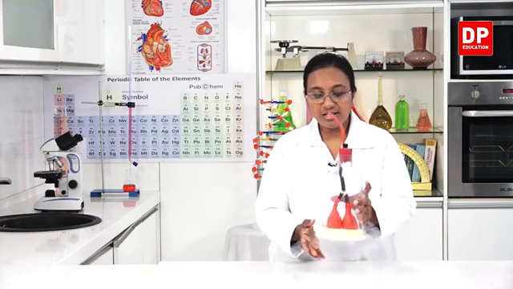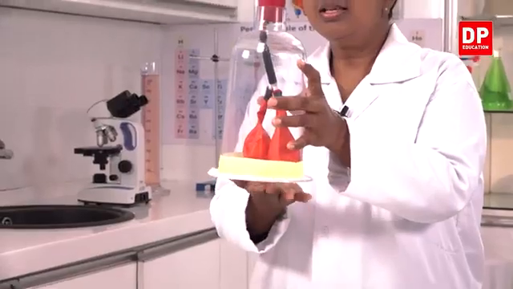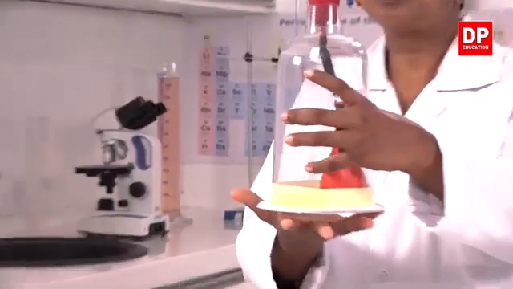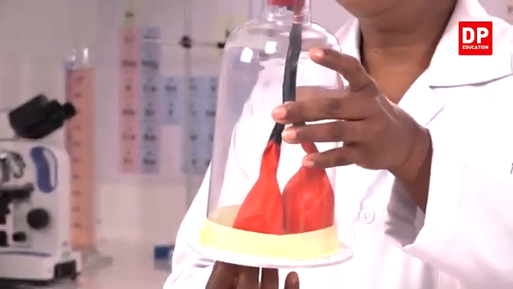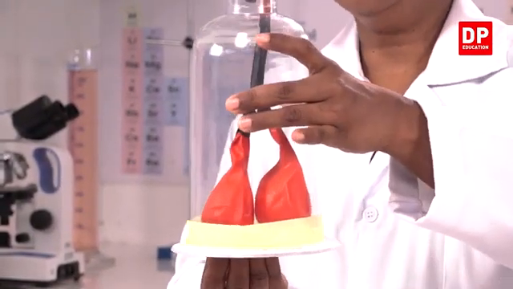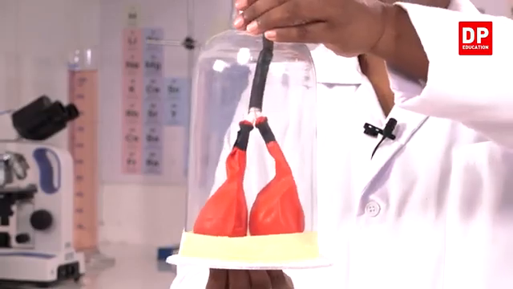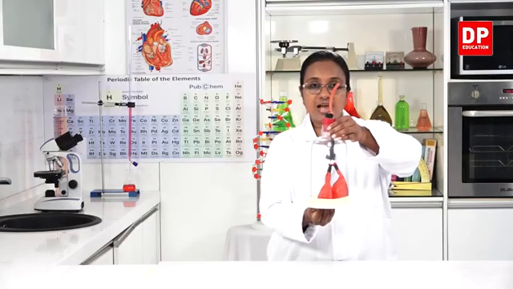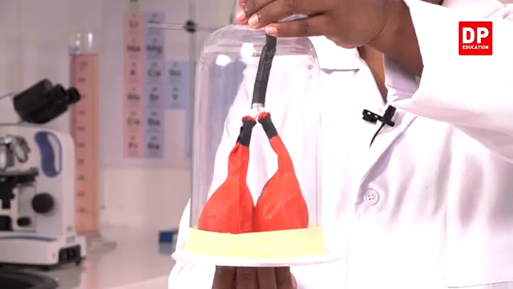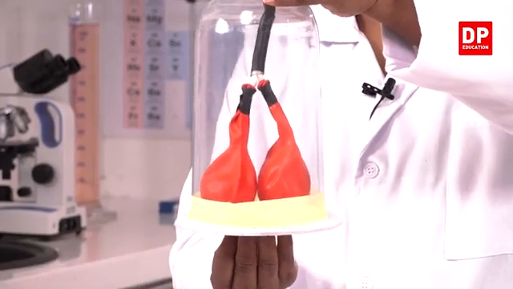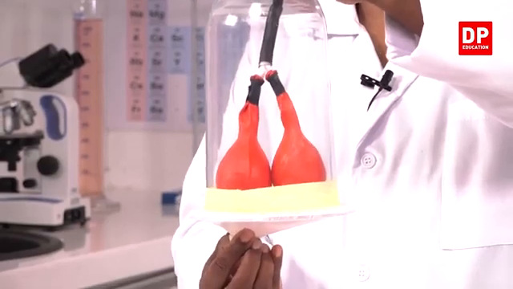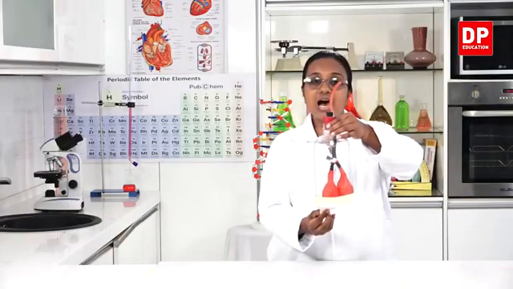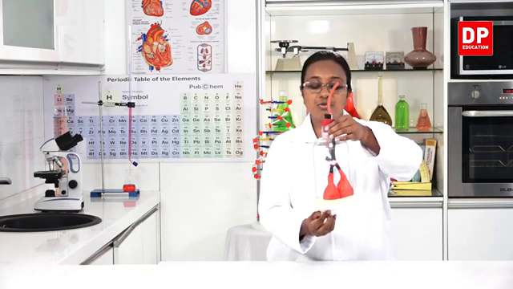So if I lift this glass jar, this membrane is the diaphragm. So when I pull it, now you can see the balloons are relaxed. They are like contracted. But when I pull the diaphragm down, here you can see the balloons inflate. That is, the lungs inflate when air flows in.